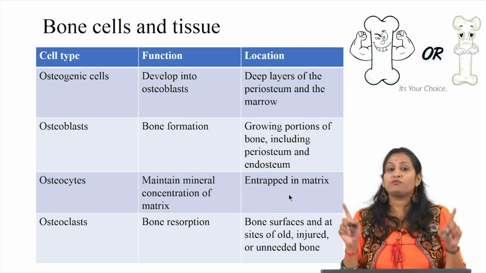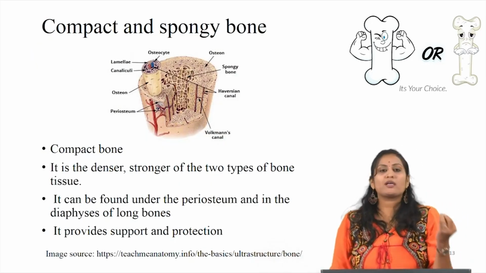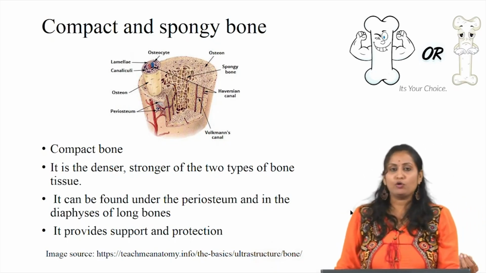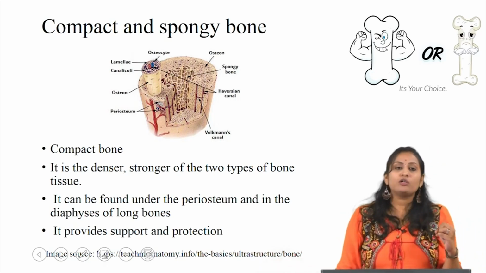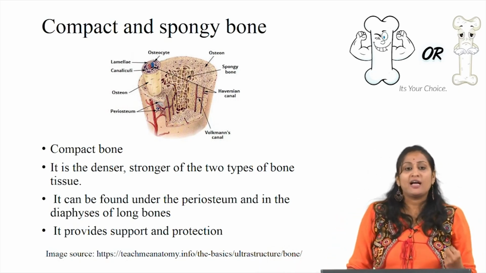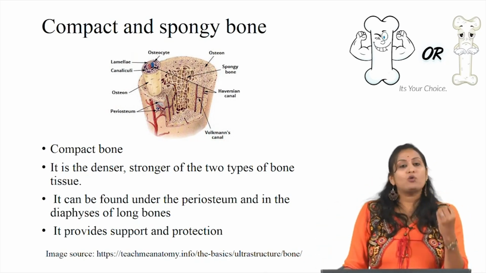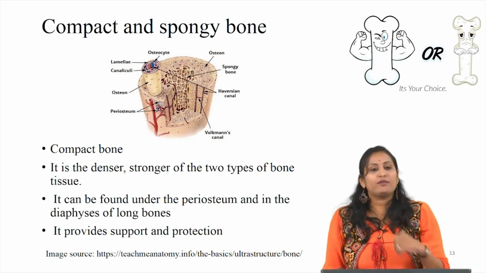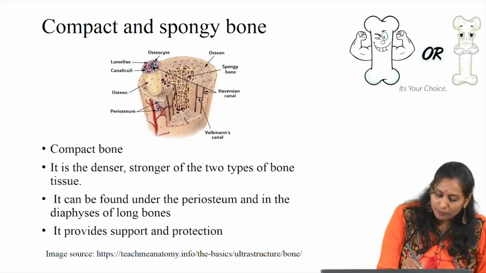They do not originate from osteogenic cells. The details of compact and spongy bone are well explored by their histology. The compact bone is the stronger of the two, and it gives support and protection. It is denser and stronger than the spongy bone. It is found under the periosteum and in the diaphysis of the long bone. The microstructural unit of compact bone is called the osteon.